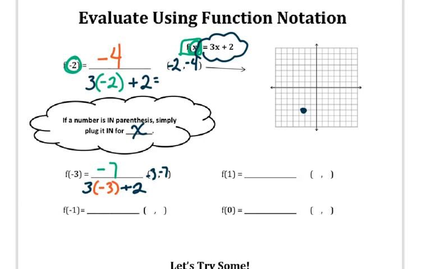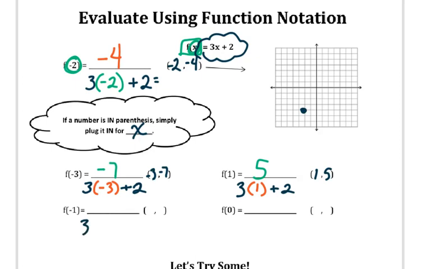Try again. So in this example, we take our original function, which started with the 3. We're replacing our x with our input. We put in a 1 and then plus 2. 3 times 1 is 3, plus 2 is 5. So that means there is an ordered pair that says when x is 1, y is 5.